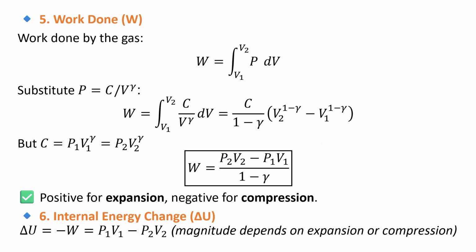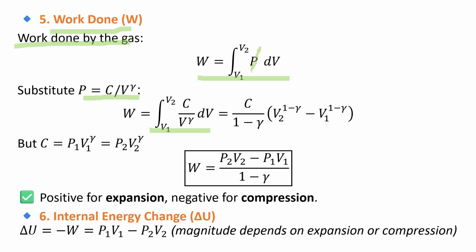Now what is the work done? The work done by the gas, W, is the integration from V1 to V2 of P dV. We know that P equals C divided by V raised to gamma. So we have to replace this P by C divided by V raised to gamma, and go for integration.